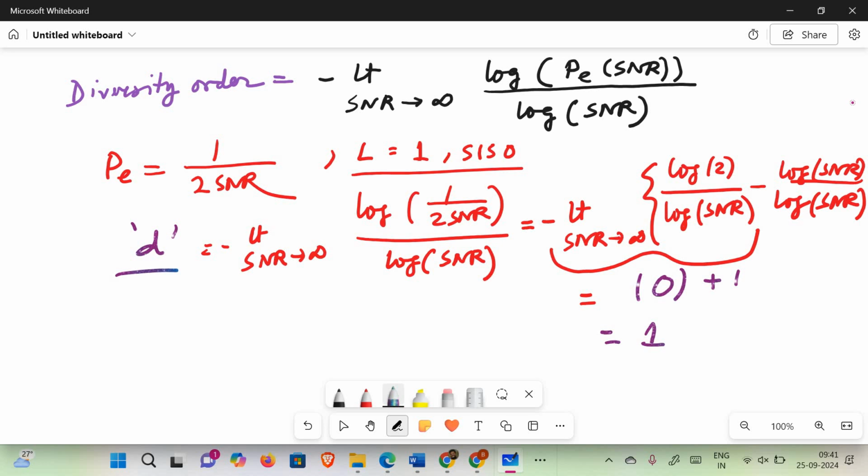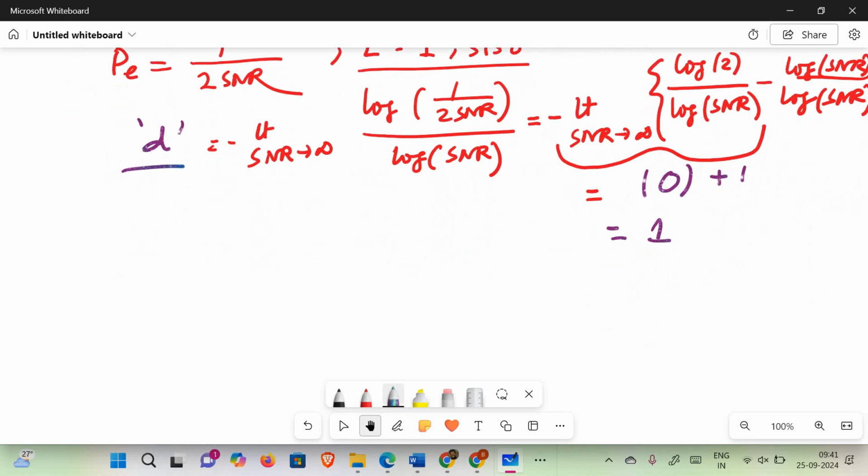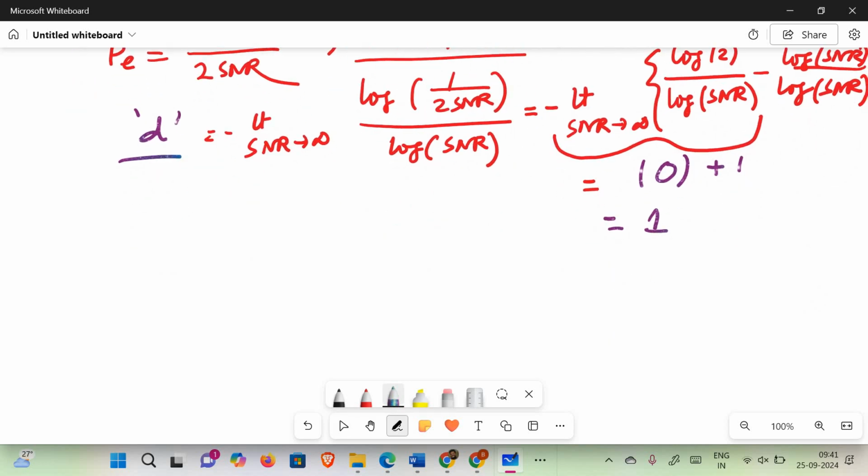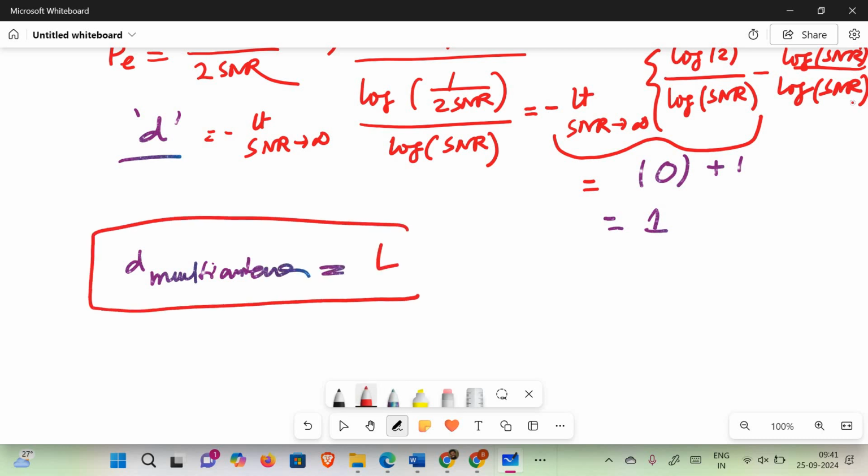So basically, the number of antennas is equal to the diversity order, or the amount of diversity. Similarly, we can also prove it for multipath. It is given here in the course page for the multi-antenna system, and this will be equal to L. So please make a note of it. This can also be derived from the same expression. It is given in the PDF. You can look at it later also.